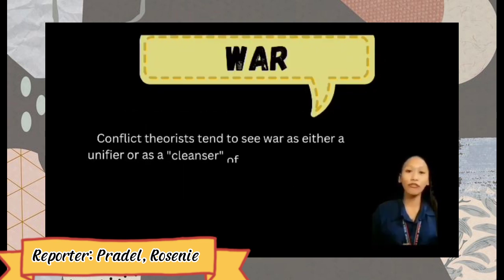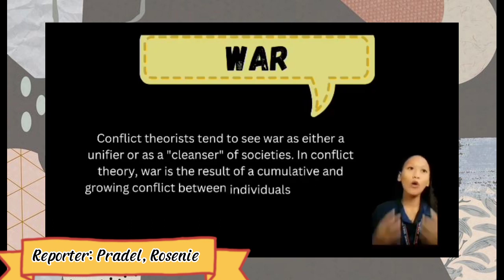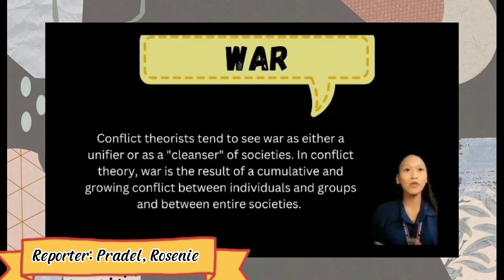The last assumption of conflict theory is war. According to conflict theorists, they tend to see war as a unifier or as a cleanser of societies. In conflict theory, war is the result of a cumulative and growing conflict between individuals and groups and between entire societies. In the context of war, a society becomes unified in some ways, but conflict still remains between multiple societies. On the other hand, war may also result in the overall end of a society.